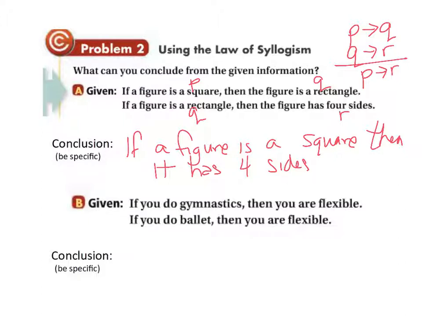All right, let's try the next one. If you do gymnastics, that's P, then you are flexible, Q. If you do ballet, that's the new thing, then you are flexible. All right, what do you think? You do not get to make any conclusion here. It didn't go in the right order. It was supposed to go if P then Q. This is supposed to be Q then R. They didn't do it in the right order. Doesn't work to make a conjecture that way. So I'm going to say no conclusion.